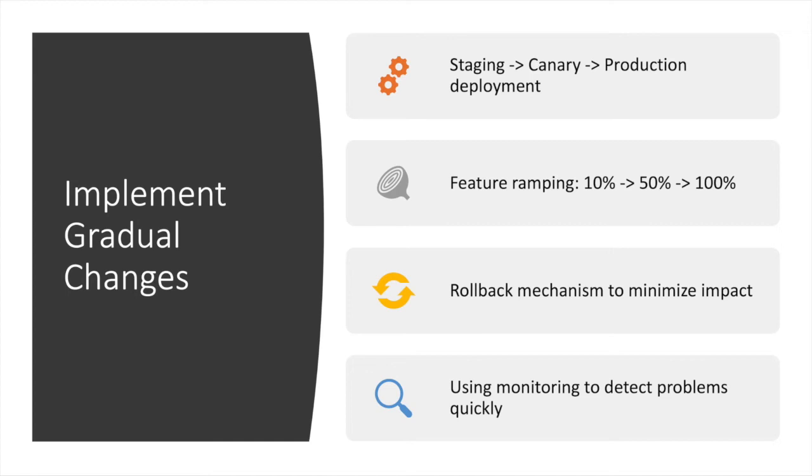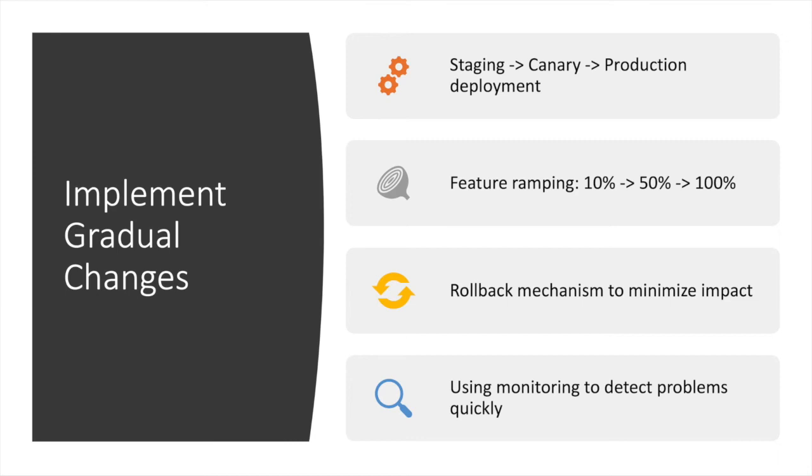Similarly, if we are pushing a new feature, first we ramp this feature to 10% of the users. After ramping to 10% of the users, we see the results, whether positive or negative. And if it is positive, then we ramp it to 50% of the users. And even after 50%, if we are seeing positive results, we ramp it to the total 100% of our users.